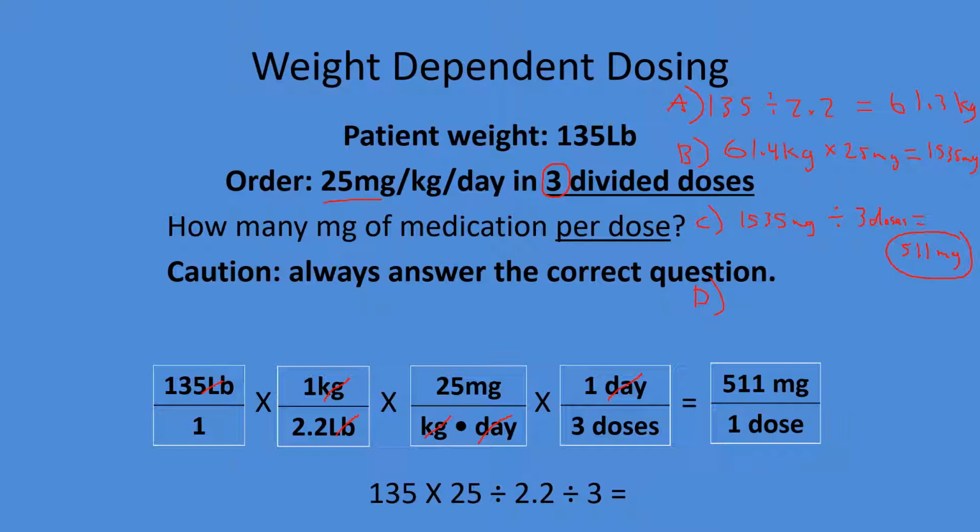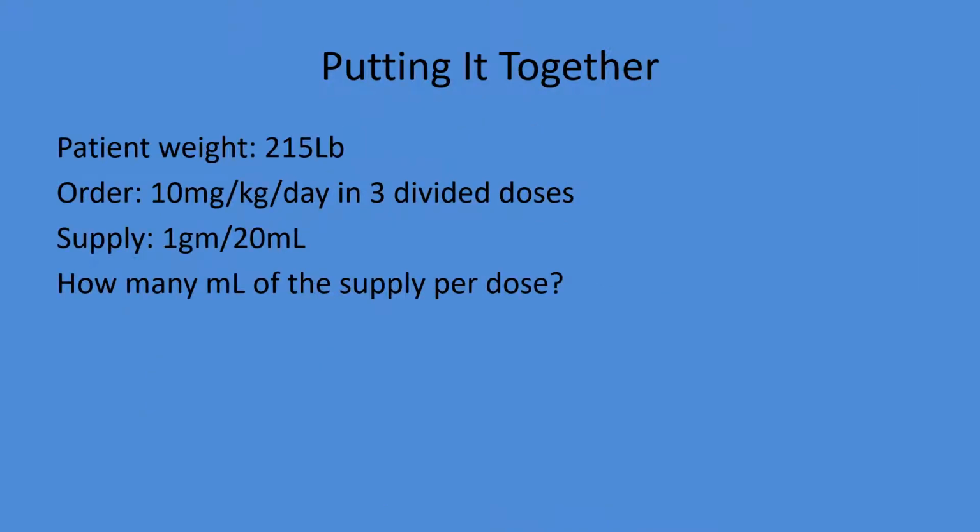All right, ready for the challenge one? No. Well, it's ready for you. Okay. All right, so step A. What is step A? So do 215 lbs divided by 2.2. And that gives us how much? 98. Let's just do 98 to make it easy on ourselves. All right, so we got 98 kgs. What is the order per kilogram?